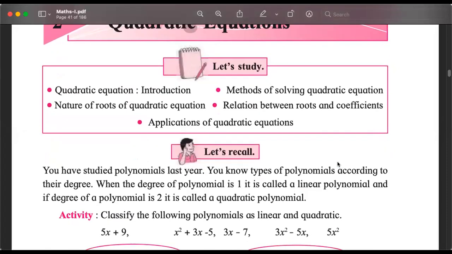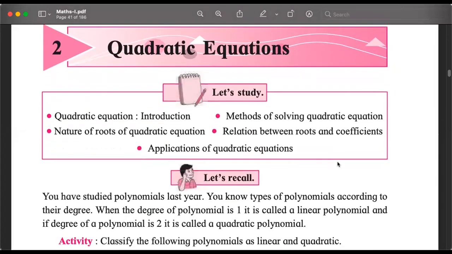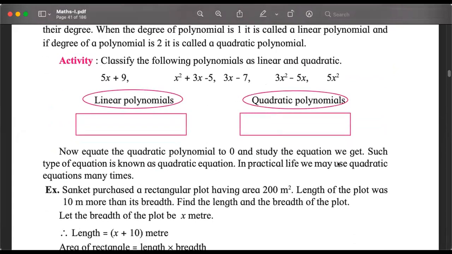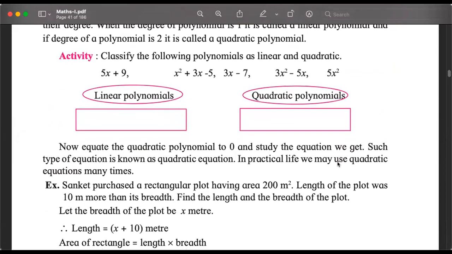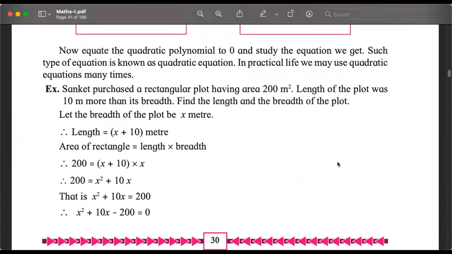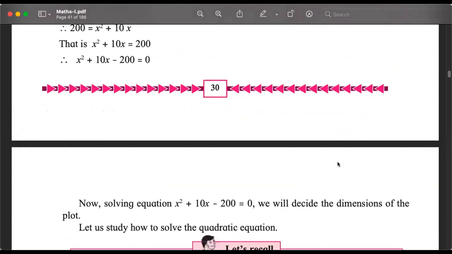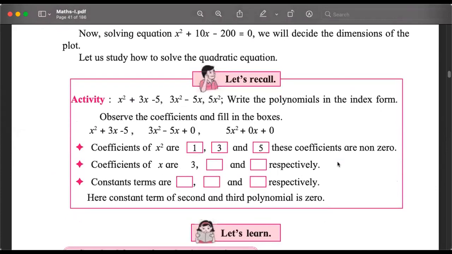This chapter starts with the things that we will study. There are 5 points that are given. I condensed them into just 2 points. So we already completed some of the basics, linear and quadratic polynomials. We saw what kind of questions we will be able to solve. We also understood different forms of quadratic equation, standard form, index form, and coefficient form.